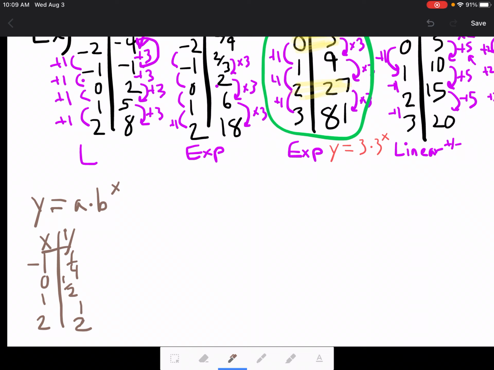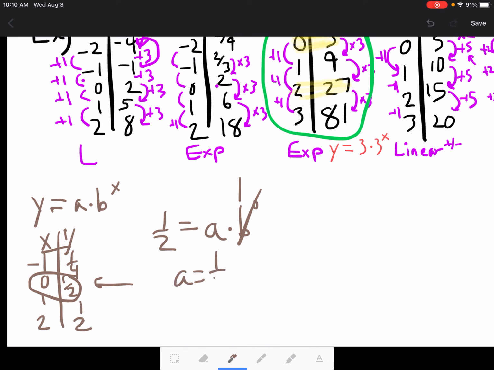So again, it all starts at this one, when x equals 0. I'm going to put in 1/2 for y. That is equal to a times b to the 0th power. And again, that's just 1. So now I've discovered that a is equal to 1/2. Now I can use any other point I want. So maybe I'll take this (2, 2). So I have 2 is equal to 1/2 times b squared.